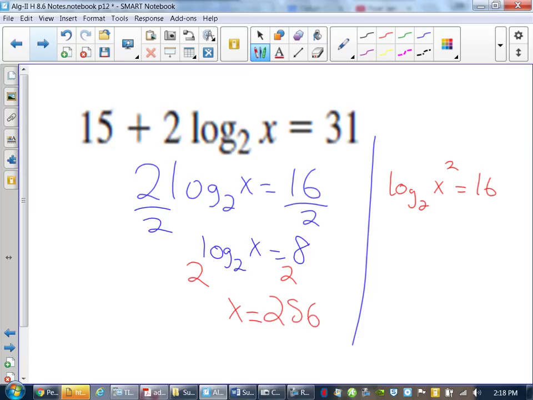Now, if you did it your way, what do we get then? So x squared is 2 to the 16th. And then if you think about it, that's taking it to the half power, which is 16 to the half. Are you wrong by going that route?